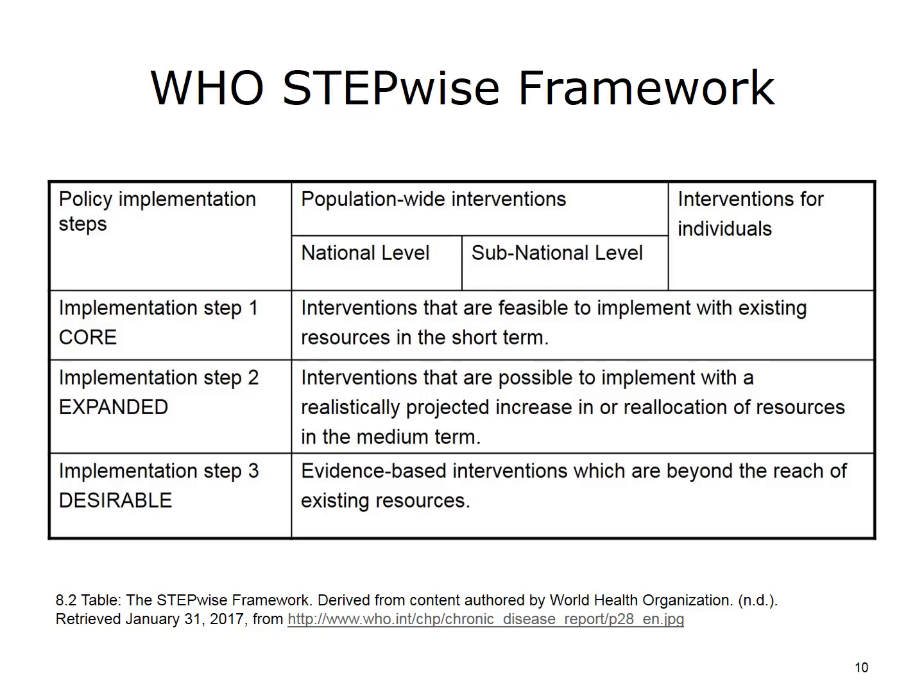The implementation stage of the STEPwise framework also has 3 steps, effective at national and subnational population levels as well as at the individual level. Step 1, Core, includes short-term interventions that can be implemented with existing resources. Step 2, Expanded, includes interventions that require an increase in or reallocation of resources. Step 3, Desirable, involves evidence-based interventions which require more than the existing resources.